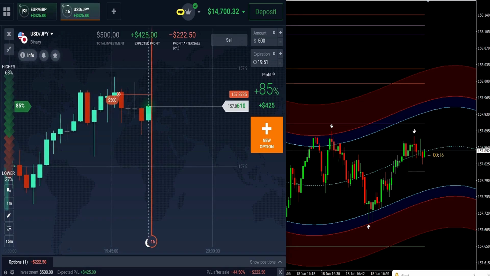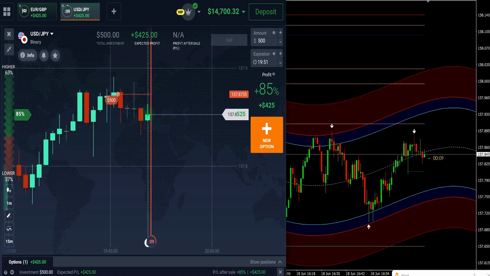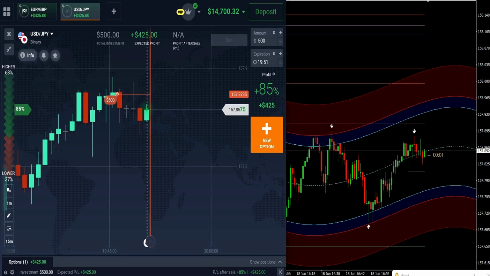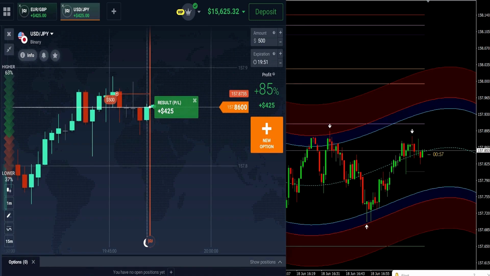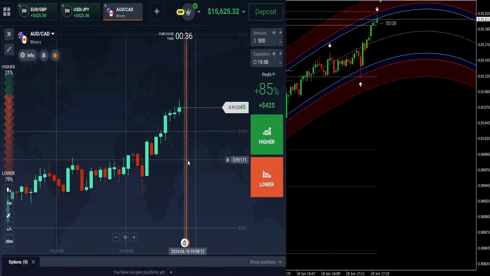Keep watching, because in just a few moments, we'll see how this trade plays out, and whether this strategic entry turns into another win for us. We've won this trade as well. Another great example of how following the right strategy with discipline really pays off.